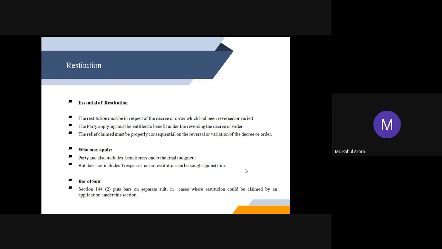Now, who may apply for restitution? Meaning thereby who are the parties to the restitution application. Number one, it is the parties, and it includes their beneficiary under the final judgment, but it does not include a trespasser, as no restitution can be sought against him. Bar of suit: section 144 clause 2 puts a bar on a separate suit in cases where restitution could be claimed by an application under this section.